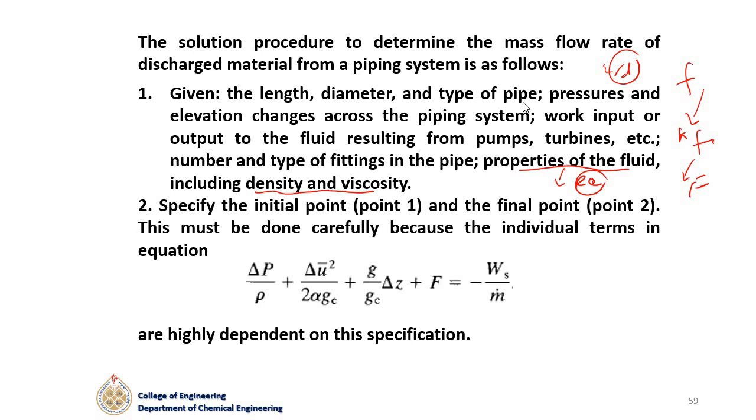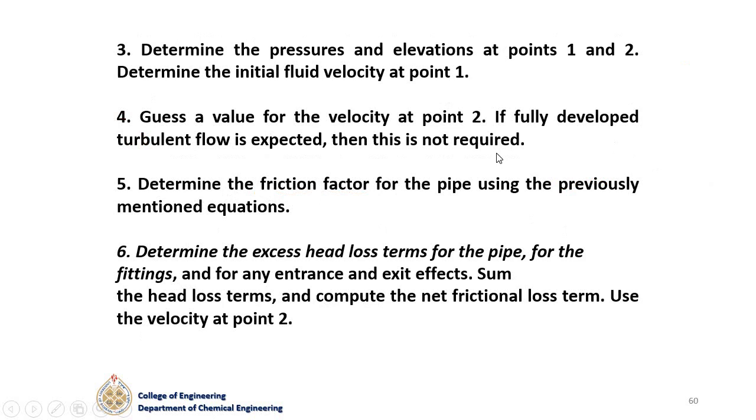I also need the work input if I have shaft work, but maybe I don't have any shaft work from pumps or turbines, right? And maybe I need to know the elevation changes. Maybe there are no elevation changes, so delta Z is equal to 0, and the shaft work is equal to 0. I need to identify between which two points I want to apply this, because maybe these two points have no elbows between them. So I'm going to apply this mechanical energy balance between these two points. Then I'm going to calculate my friction, calculate my velocity, and after I calculate my velocity, I'm going to find my QM.